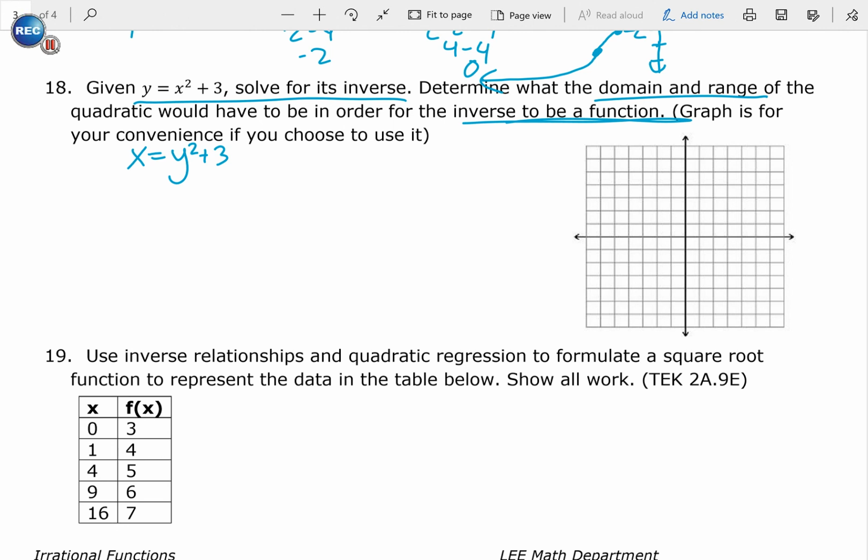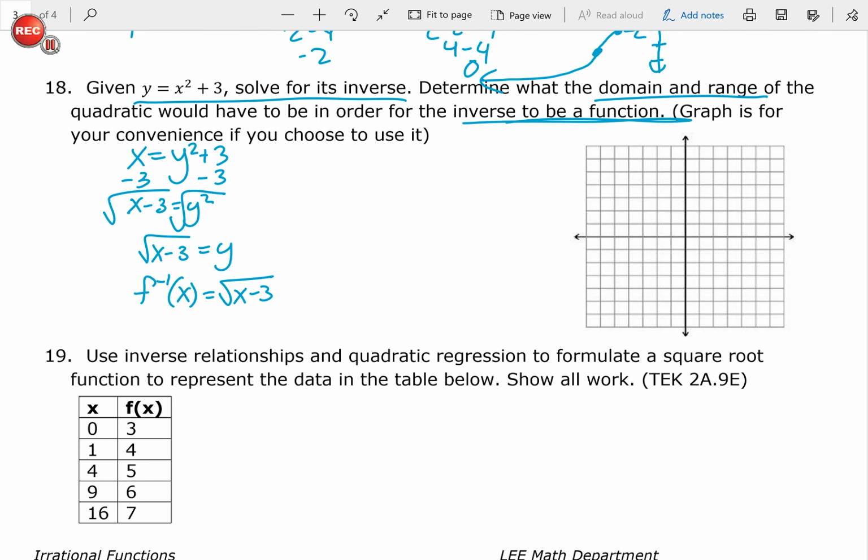First step was to switch x and y. Now we're going to go ahead and isolate it. Subtract 3 from both sides, so we end up with x minus 3 equals y squared. We're going to square root both sides. Okay, then we end up with the square root of x minus 3 equals y. And then to rewrite it as an inverse, that would just be f inverse of x equals the square root of x minus 3. All right.